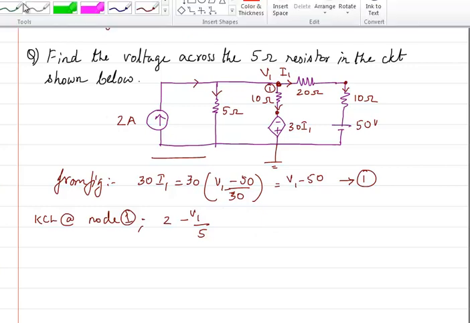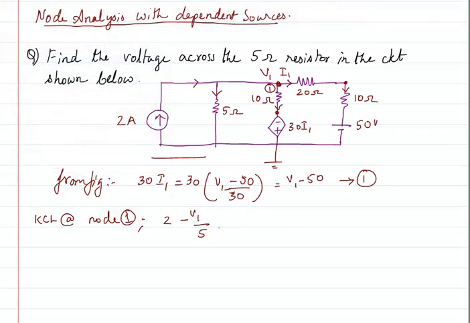Okay, so minus V1 by 5. Then I am having the third branch, which is again going outside, out of the node, so minus of V1 minus, this point is going to be 30i1, and since it is negative polarity, it is going to be minus 30i1. So 30i1 is already known in the first equation, it is already given 30i1 is V1 minus 50, so I will use that. So it will come as minus of, sorry, V1 minus of minus 30.